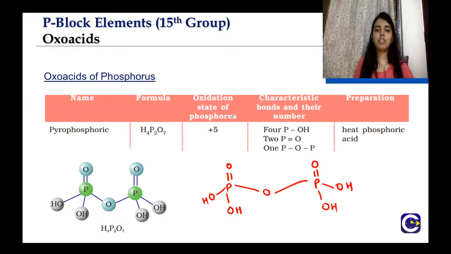Okay, so the oxidation state of phosphorus is +5 basically. How many P-OH bonds are there? 1, 2, 3, 4. 2 P=O are there and 1 P-O-P bond is there, right? So if you heat phosphoric acid, basically you will get pyrophosphoric acid, that is removal of water basically, right.